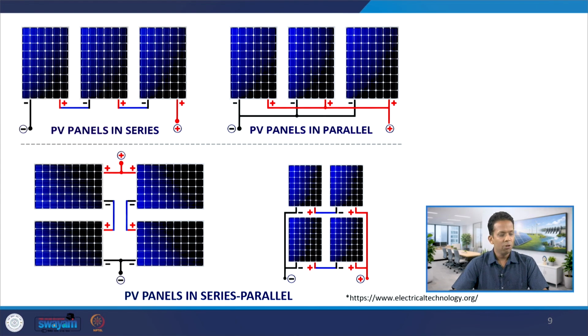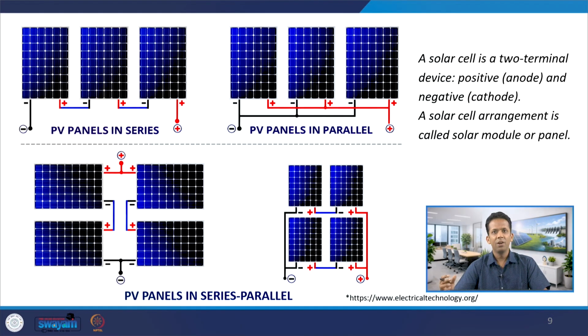Since a PV cell is also like a battery, a two terminal device having one positive electrode, let us say anode, and one negative point, let us say cathode, when solar cells are arranged in the form of a solar module or a panel, the connections are done electrically. If we have to connect PV panels in series, the positive of one module is connected to the negative of the other module. Similarly, positive to negative is connected, and this positive and negative would be connected through the circuit, through the load or through the junction box.